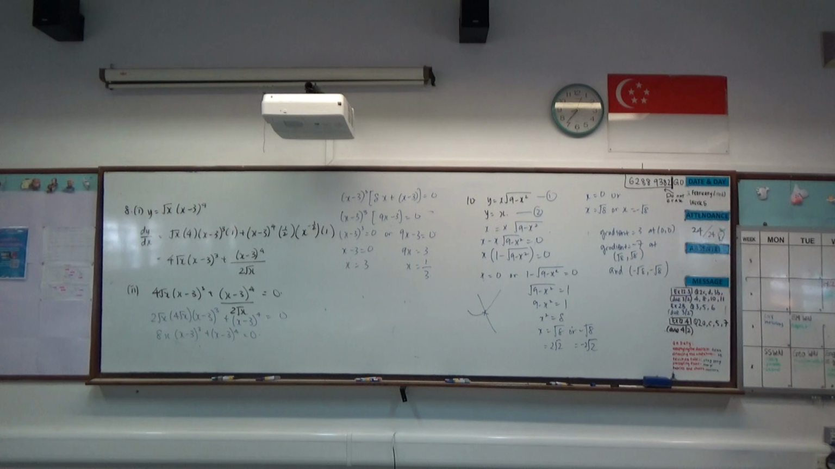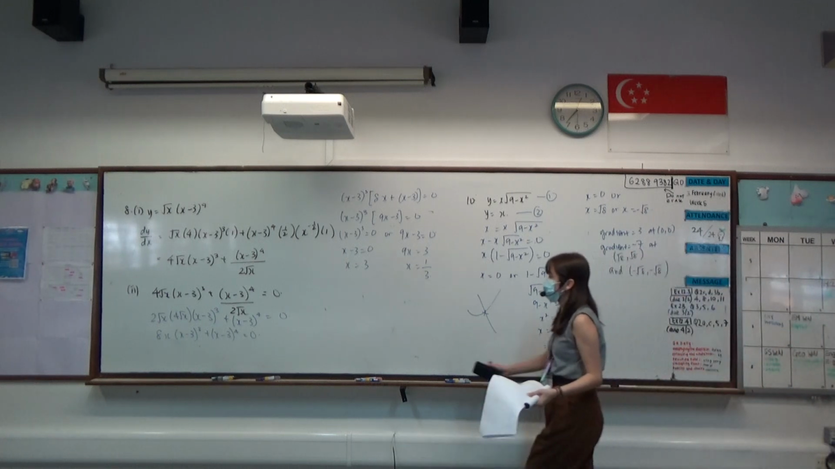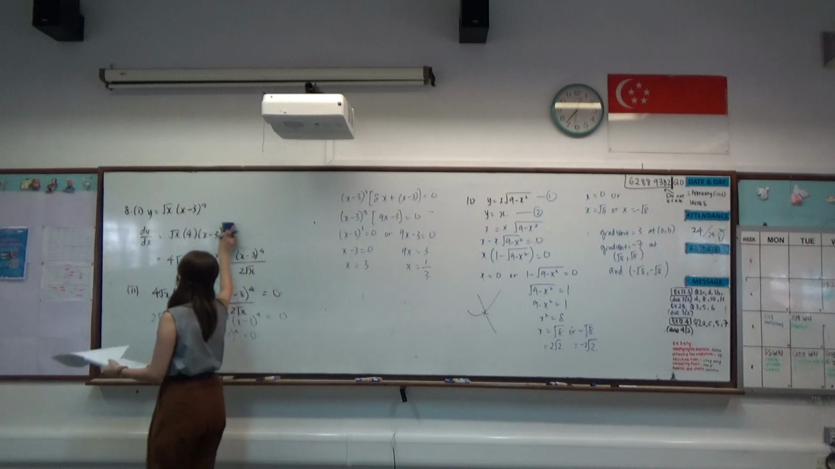Next, question 11. May I know what is the issue for question 11? Answer? You don't know how to do it? Okay. So, when you don't understand the question, we are given the curve at which the tangent is parallel to the line 5x minus y equals to 0.